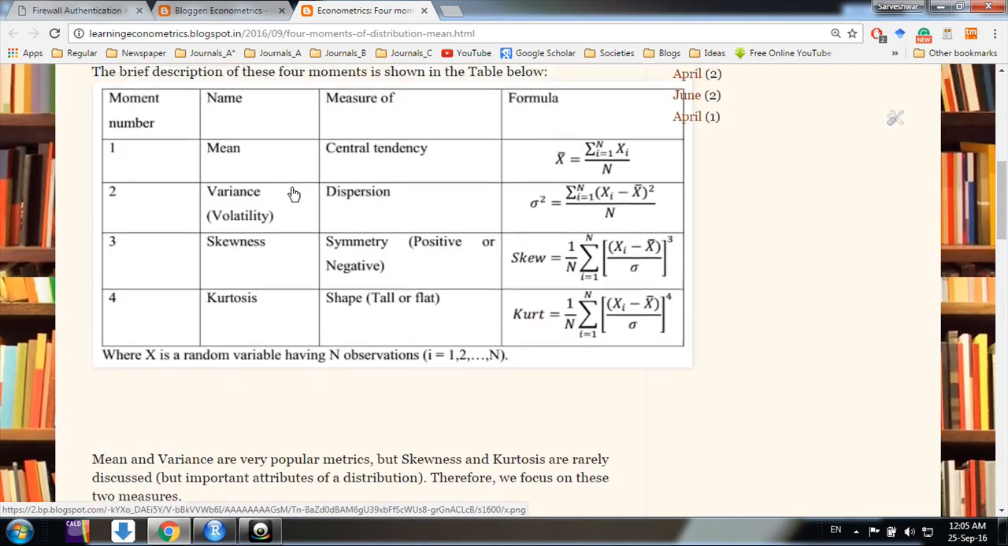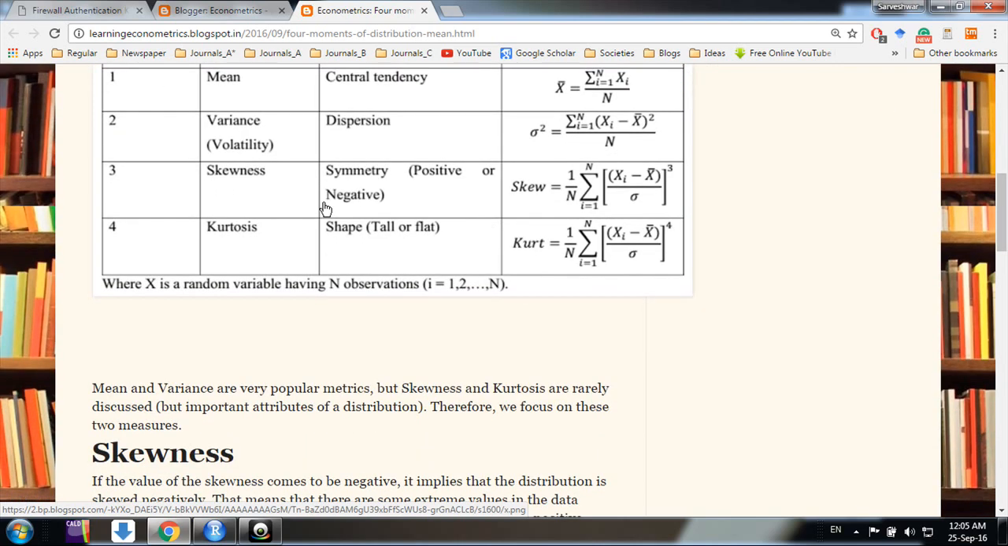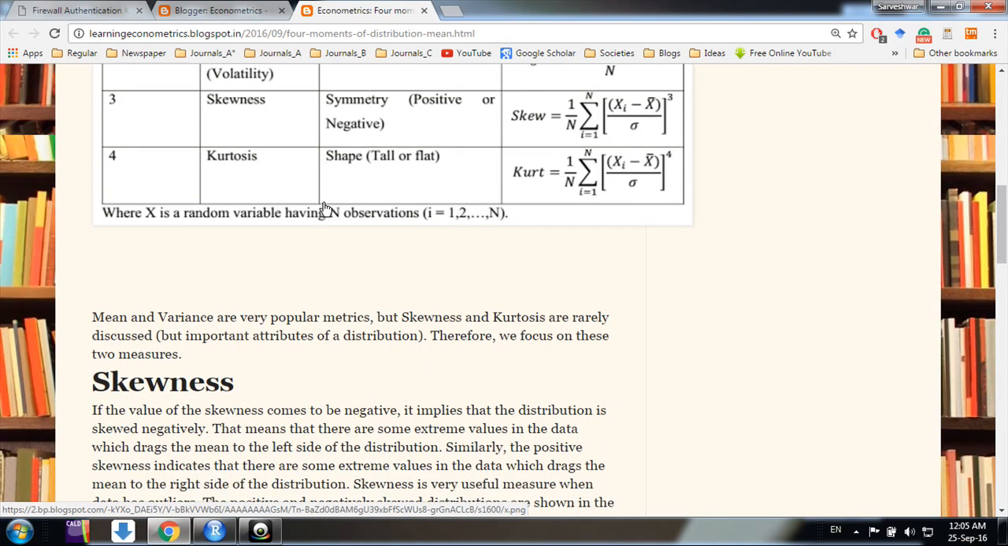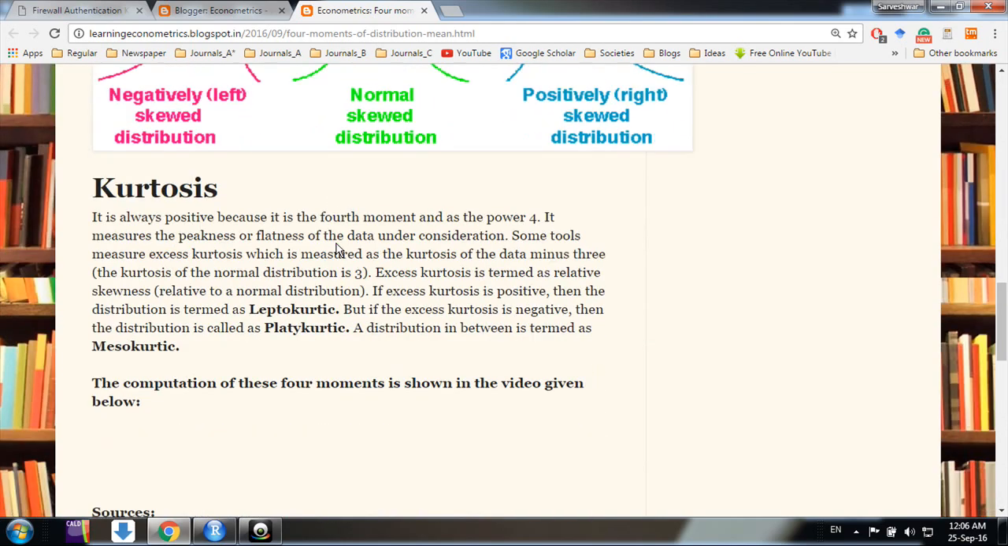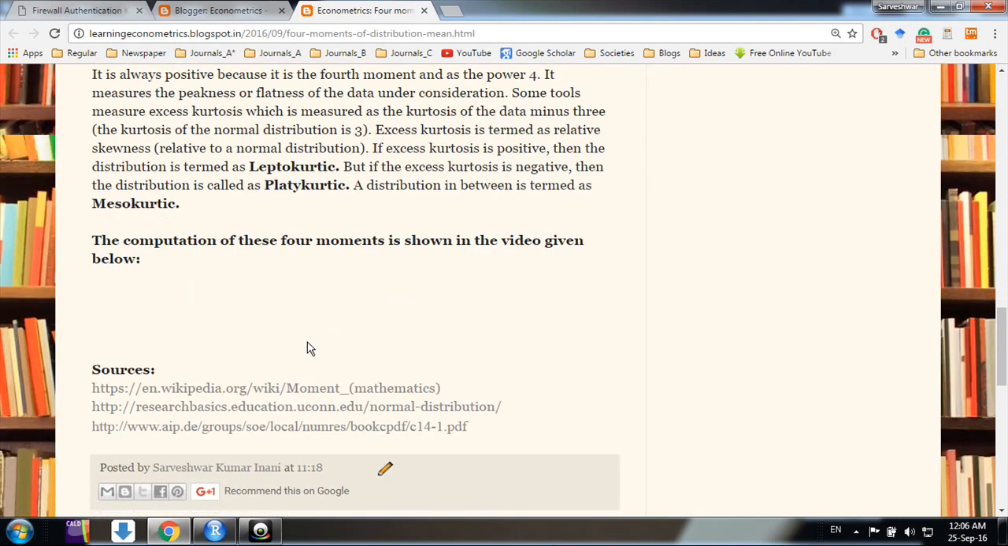So we have four moments. First, mean, that measures the central tendency. Second is variance, which we know as volatility, a measure of dispersion: how far is the data from its mean? And then skewness, which shows the symmetry of data: are the left side and right side symmetric or not? Kurtosis simply shows us the shape of the distribution. In this way, these are the four moments. They are very useful for any distribution.